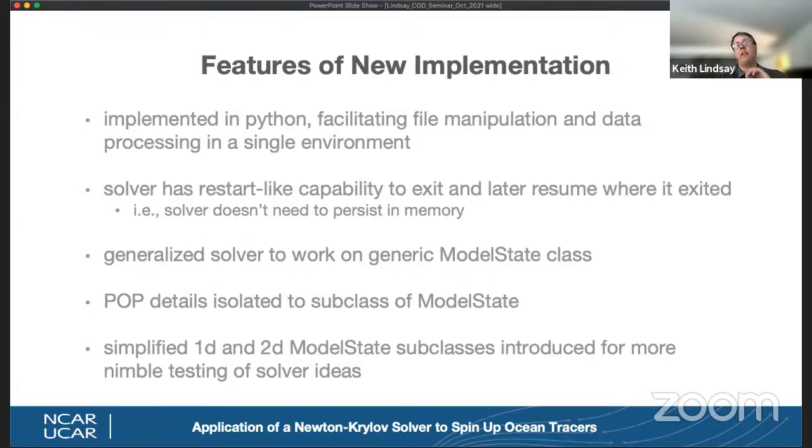And once we had this object-oriented framework in Python that we're applying Newton's method to, we could then apply the same scripts to simple models, like a 1D model with time variation or a 2D model with circulation, and then apply ideas to the solver on these 1D and 2D simple model formulations, instead of needing to run the full-blown GCM every time you want to try out a new idea.